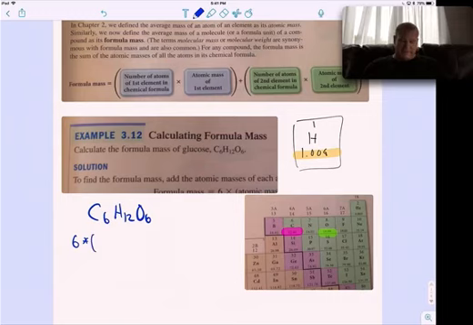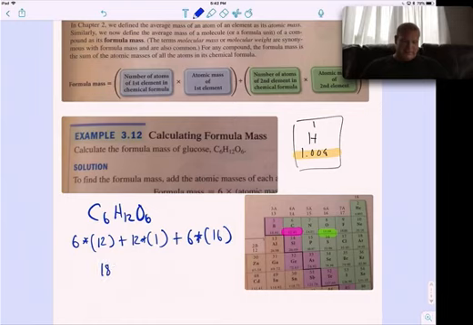Carbon, look at the periodic table right here, it is 12.01. I'm going to abbreviate to 12, plus 12 times the molecular mass of hydrogen, which is 1.008. It's close to 1. And then plus 6 times, I know the multiplication sign is not needed around the parentheses, but 6 times the molecular mass of oxygen, which is 16. If you add these up in your calculator, it turns out to be 180 grams per mole.